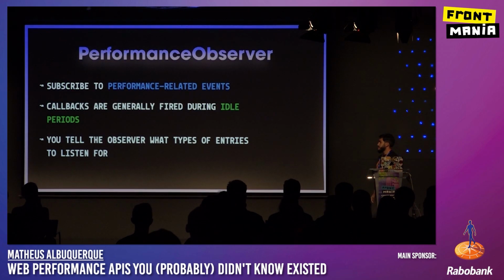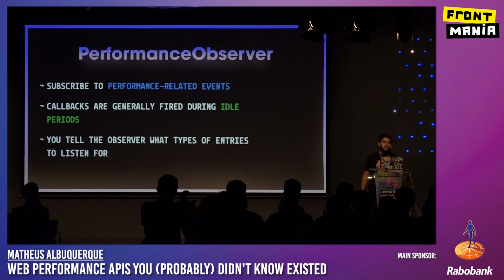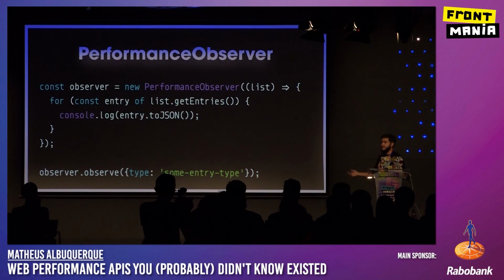Another API, and this one is going to be the basis for more than half of this section, is the performance observer. So this thing basically allows us to listen to a lot of different performance events that we'll be discussing. And it does that by firing callbacks during idle periods in the browser. You basically define which events you want to listen to. You will see which events, but that's the overall syntax. You instantiate a new performance observer, and then when you do observe, you pick which entry type you want to listen for.